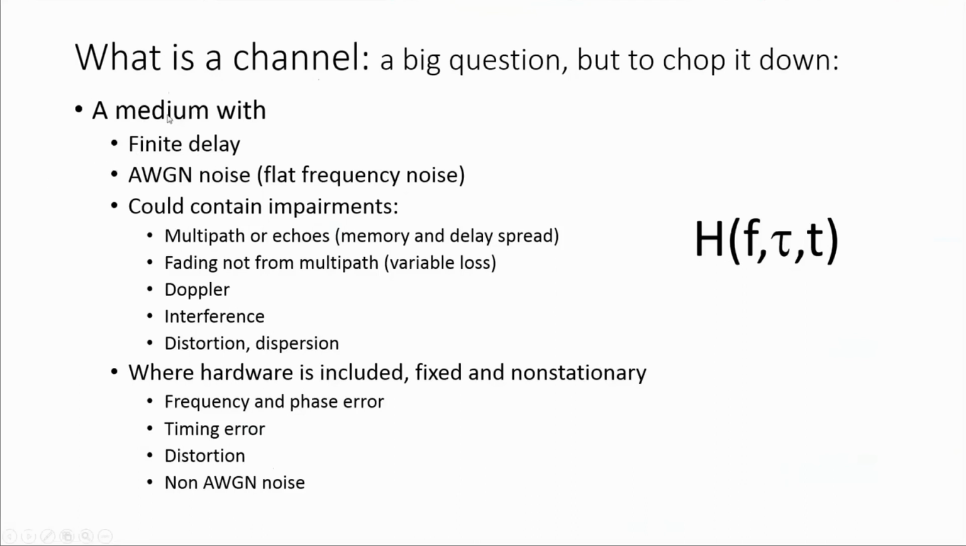So any medium that provides us a channel has finite delay. It's typically modeled with white Gaussian noise. This isn't always true, depending on the hardware, but it's a good approximation. And it has, go ahead, someone had a question? No? Okay, it could contain impairments.